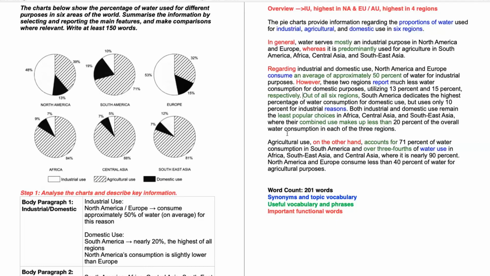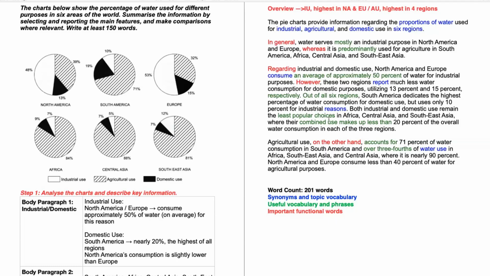Then I continue on and I say, out of all 6 regions, South America dedicates the highest percentage of water consumption for domestic use, but uses only 10% for industrial reasons. Both industrial and domestic use remain the least popular choices in Africa, Central Asia, and Southeast Asia, where their combined use makes up less than 20% of the overall water consumption in each of the 3 regions.